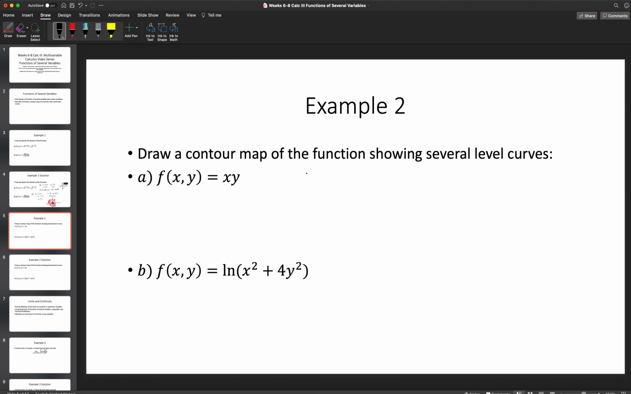Draw a contour map of a function showing several level curves. So we have two functions: f of x, y equals xy, and f of x, y equals ln of x squared plus 4y squared. Let's take a look at this first one. Whenever you're drawing level curves, you just want to let the function be a constant. In many books, they let it be c or k. It depends what letter you want to use, but in the end, it doesn't really matter. So let's let xy be equal to k, where k is a constant.